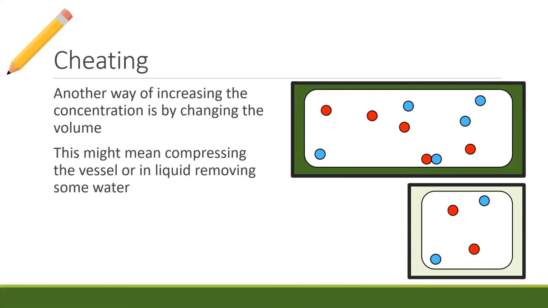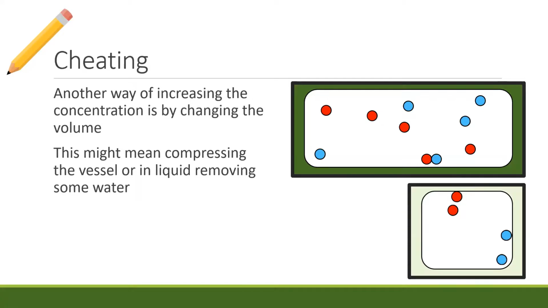By changing the size of the reaction vessel. If you squash that reaction vessel up, just looking at this bottom right hand example here, those chemicals, even if there's still the same number of them, because they're all squashed up, they're more likely to react. They're more likely to crash into each other. So another way of increasing the concentration is by changing the volume.